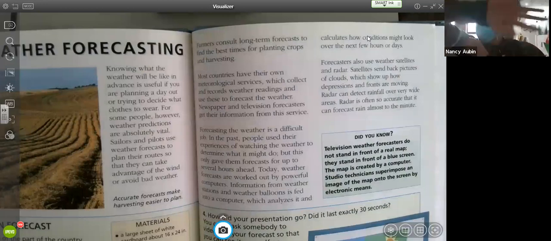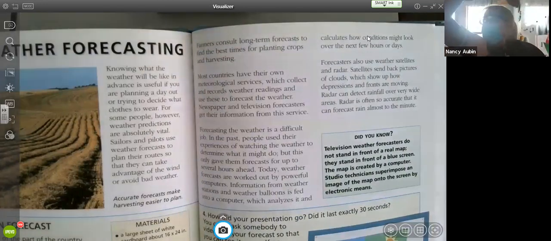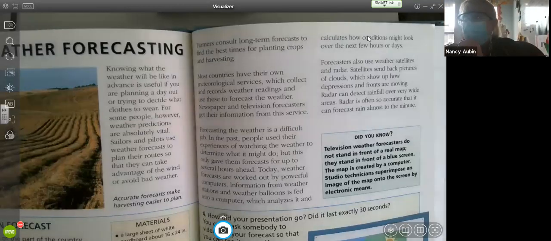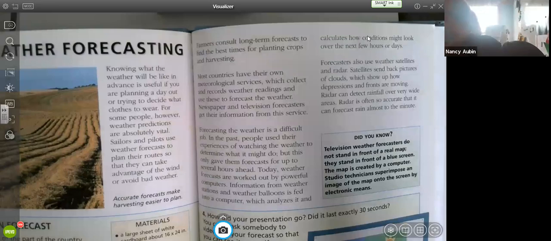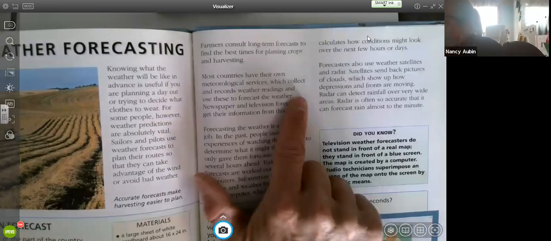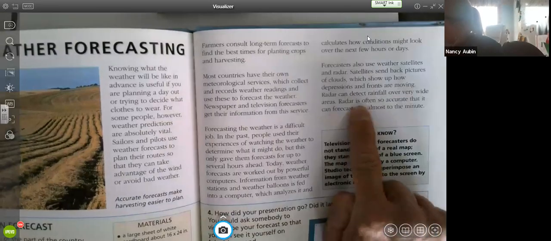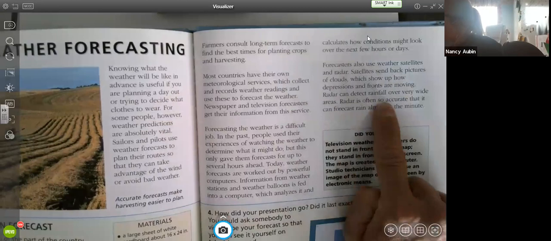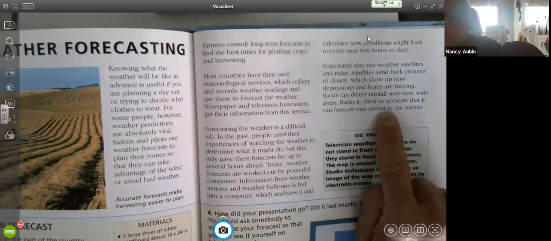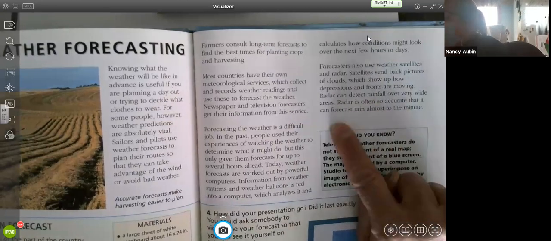If there's something happening over in California or Washington and Oregon and the winds are moving to the east toward us, we can predict that, oh, that storm's headed our way. We better get prepared. Radar can detect rainfall over very wide areas. Radar is often so accurate that it can forecast rain almost to the minute.